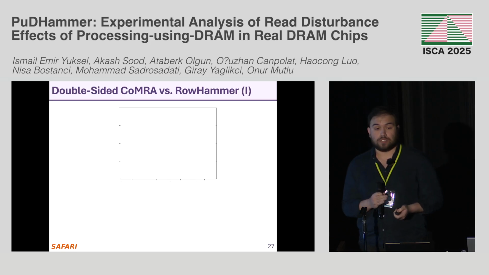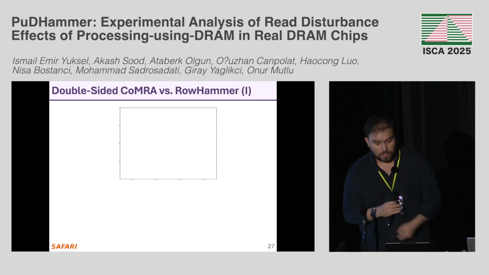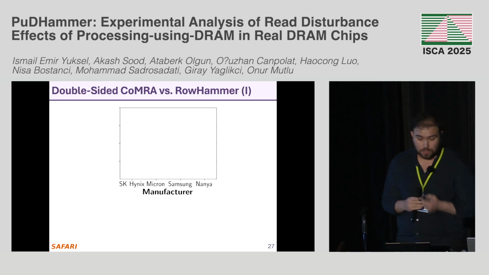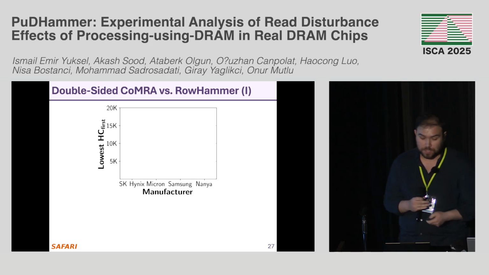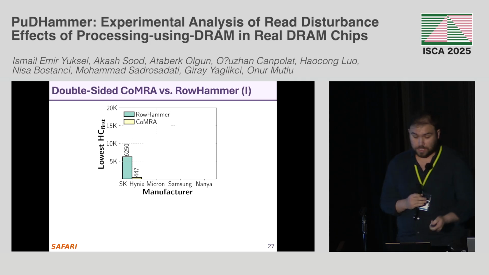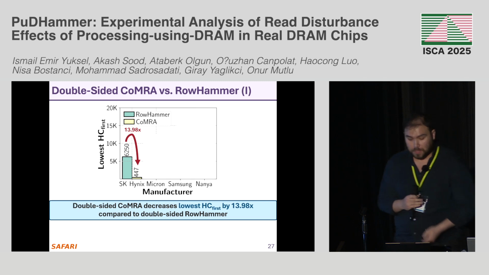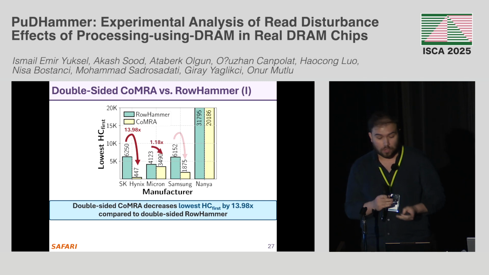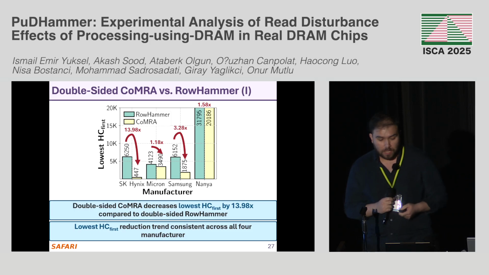Now, let's see our first result, comparing double-sided consecutive multiple row activation versus RowHammer. On the x-axis, we have the manufacturers, and on the y-axis, we have the lowest HC first observed from each manufacturer, and each color represents a different operation. We observed that for SK Hynix, the reduction is almost 14 times. This reduction in lowest HC first is consistent across all tested manufacturers.